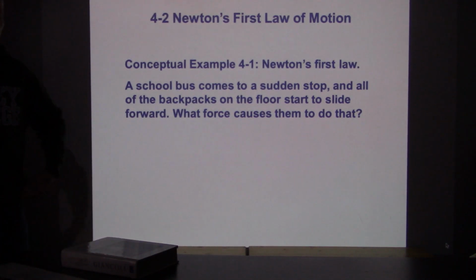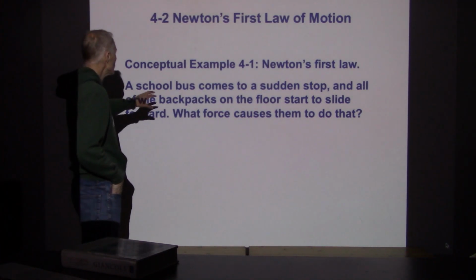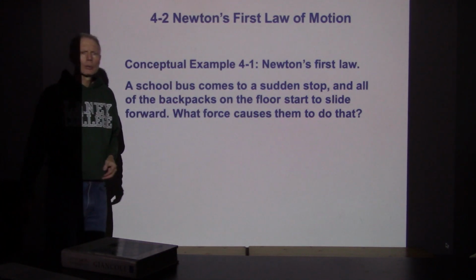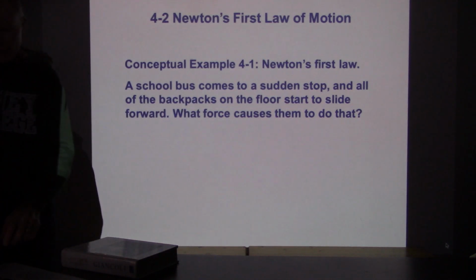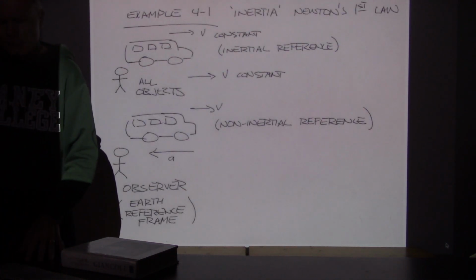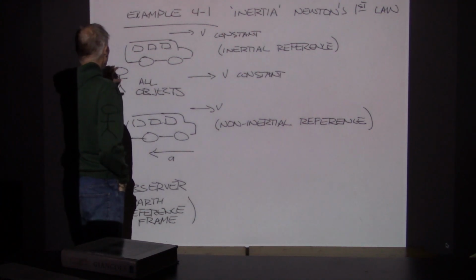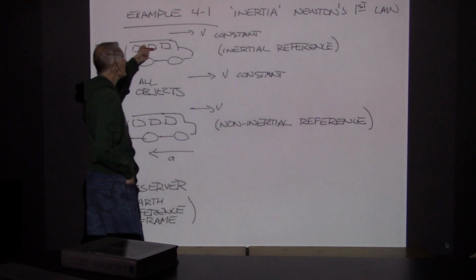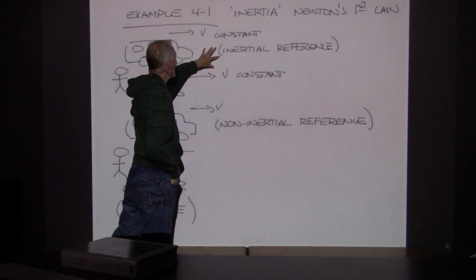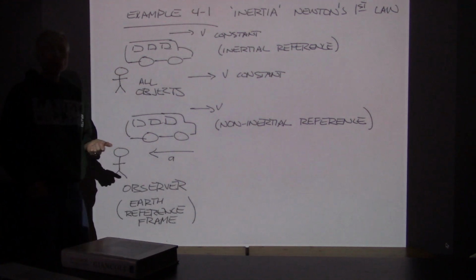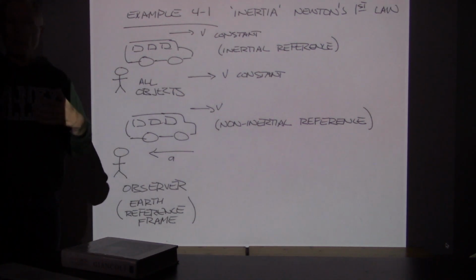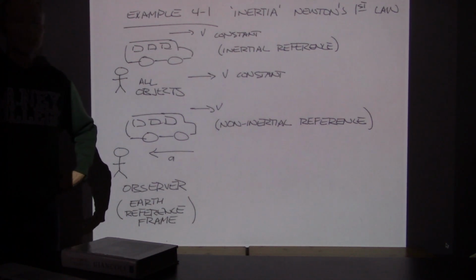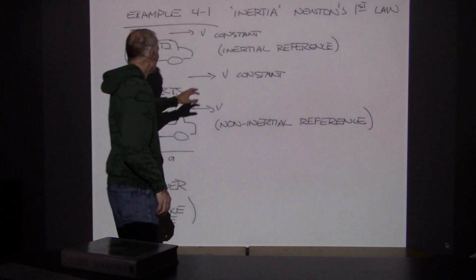Now in this conceptual example, it says you're riding along in a school bus, it comes to a stop, all the backpacks go forward. What is it that's drawing the backpacks forward? Well, here we go. Here is the school bus. Here's someone standing outside watching, and the school bus is moving at a constant velocity, and that means that the school bus is an inertial reference frame. Everything going on within the school bus can be analyzed in terms of any of the physics formulas that we've developed. So it's moving along at a constant velocity.